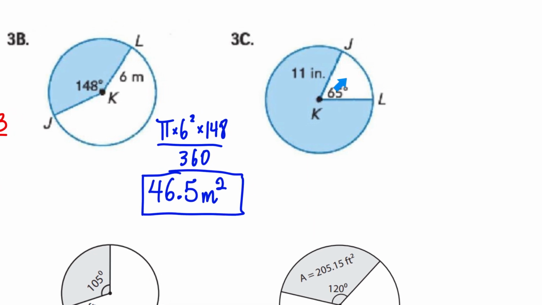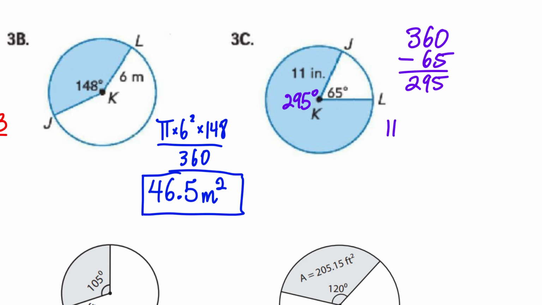Now, on this third one, I'm looking for the area of the blue shaded in part. The 65 degrees is the measurement of the unshaded part. From 360 total degrees, I'm going to do 360 minus 65, and that's 295. So this angle over here is 295 degrees. So you do pi times 11 squared times 295 divided by 360. 311.50. Yeah, 311.